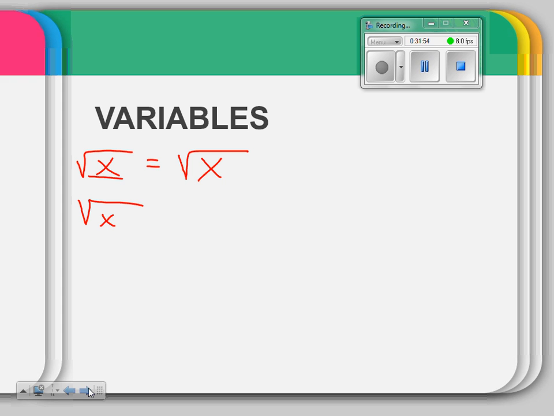Let's go to the square root of x squared. Is x squared perfect? Yes. What times what is x squared? x times x. So here's the thing. What do we do with our numbers when they were perfect? We circled them, right?